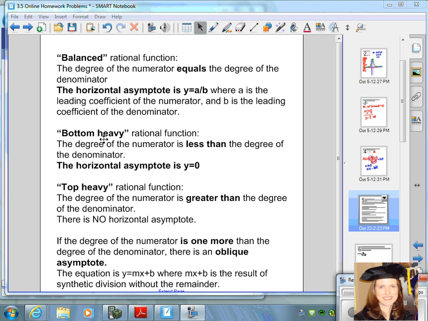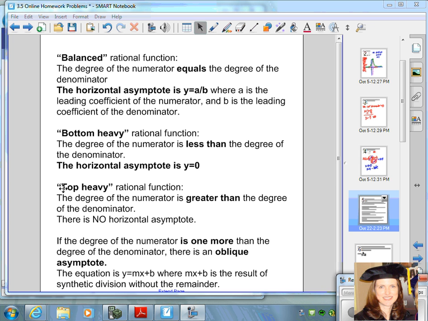Bottom-heavy functions are where the degree of the numerator is less than the degree of the denominator. The degree of the numerator is the largest exponent in the numerator. The degree of the denominator is the largest exponent in the denominator. If the degree in the numerator is smaller than the degree of the denominator, we call that a bottom-heavy function. All bottom-heavy functions have a horizontal asymptote, that is the equation y equals 0.